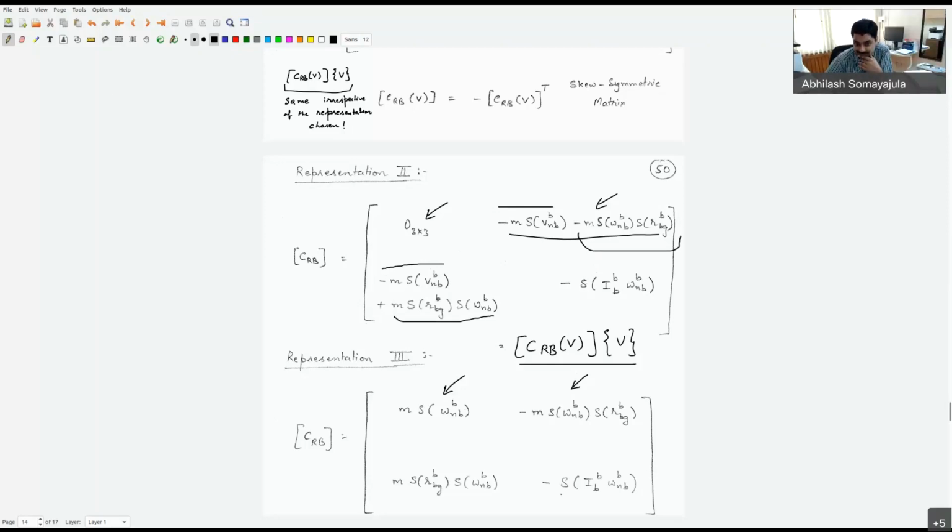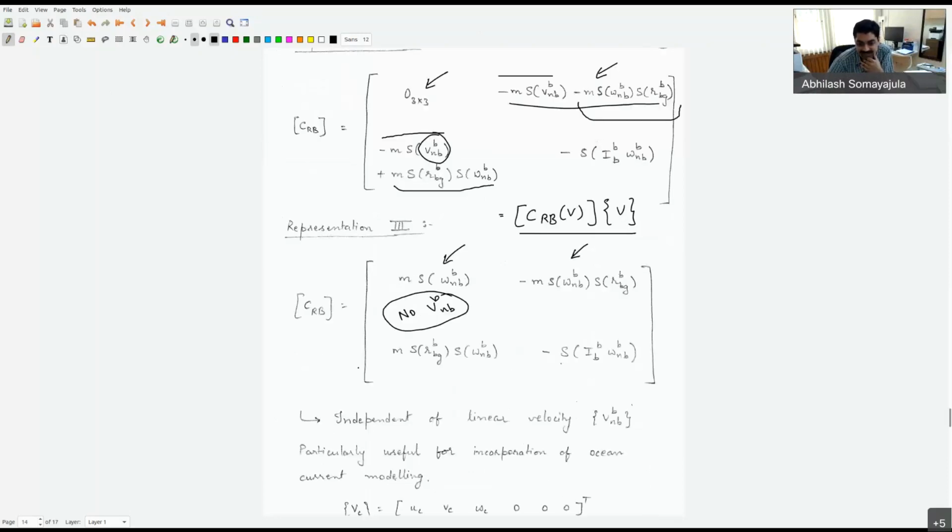Sir, in the third representation, there is no V or beta. Correct, there is no V and B. So this representation has V and B, whereas here I have no V and B. Which means that this representation is independent. I'm going to erase this so that it's not confusing.